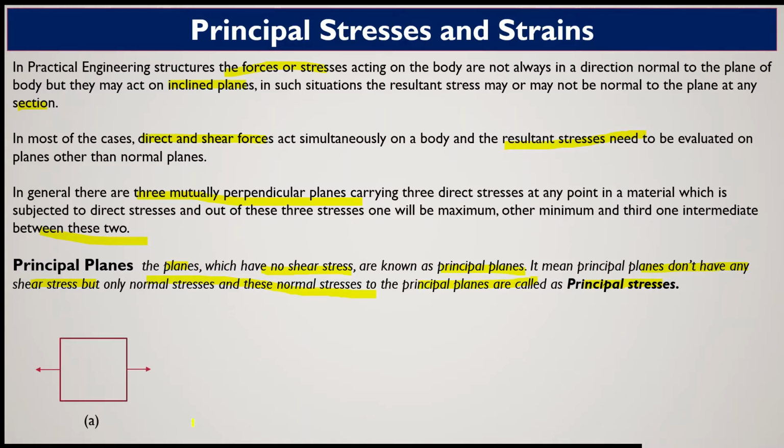Now let us try to understand through these diagrams. Let us suppose this is a body. It may be a rectangular body or square body, any type of body, and some force is acting on it. Now if you see here, this will be the line of action of the force. That means this force is acting normal to the plane of the body. So it is a direct force, and correspondingly a direct stress will develop.